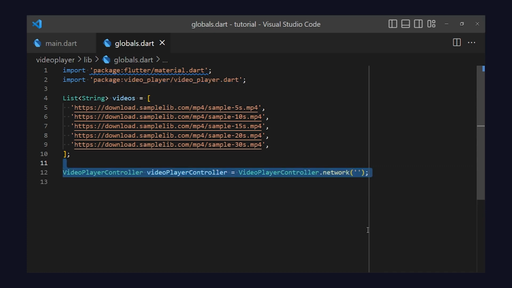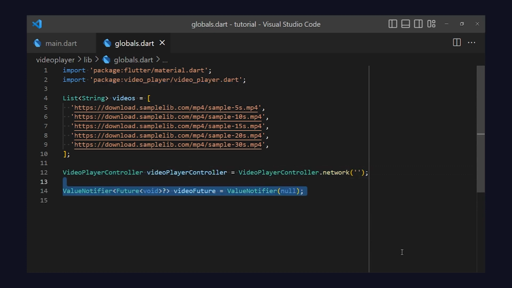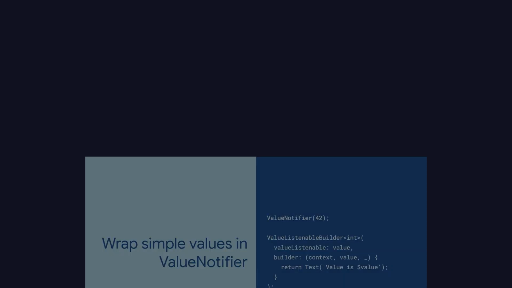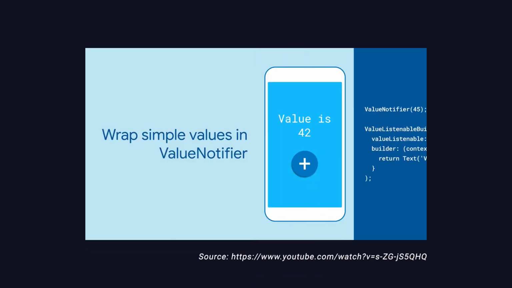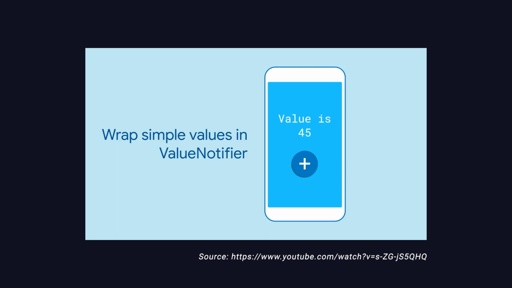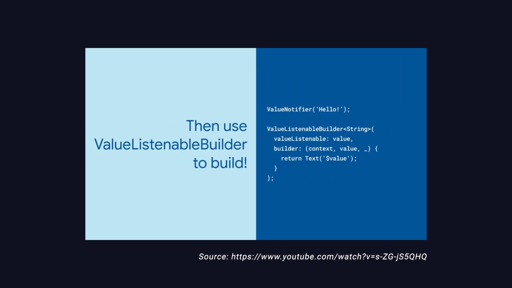We will also define a VideoPlayerController object and a ValueNotifier object with a type of a nullable Future void callback. The ValueNotifier object called videoFuture is used to store the future returned by the play function, which we will create on the next step. This allows the ValueListenableBuilder widget to listen for changes to the videoFuture value and update the video player whenever the play function is called.